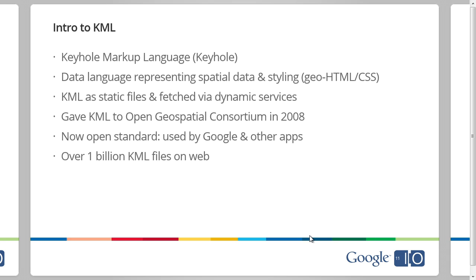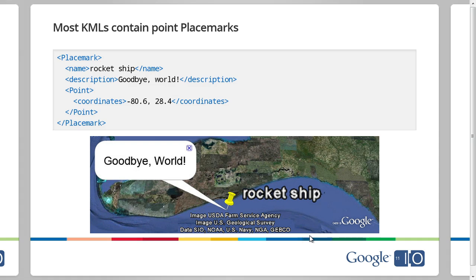Google gave KML to the Open Geospatial Consortium in 2008. It's now an open standard used by Google's Geo tools and a bunch of other third-party tools as well. And at last count, there's well over 1 billion KML files out there on the internet. They're not all necessarily interesting. Unfortunately, most of the ones out there look like this.